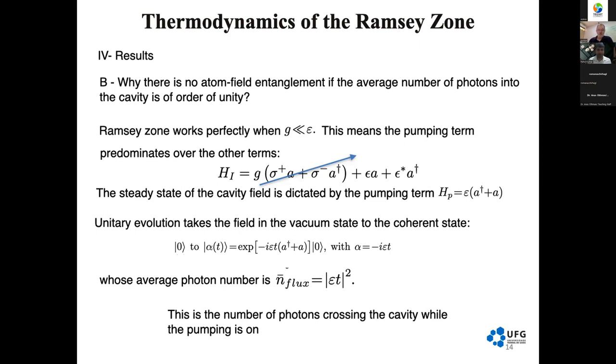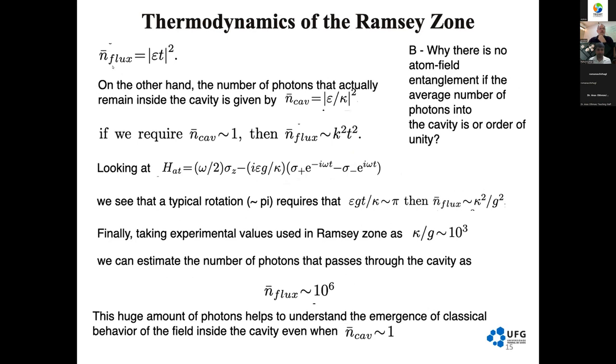This pumping term is what is responsible for displacing the vacuum to the coherent state. The coherent state was presented by Professor Anas Ahmed in session one, and this is the coherent state at the end, and this is of course the number of photons related to the flux. Why do I say flux? Because the pumping epsilon is creating photons which cross the cavity, which depends on time and depends on the amplitude of the field. Okay, this is the N-flux.